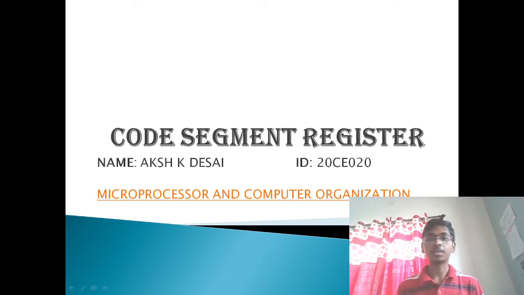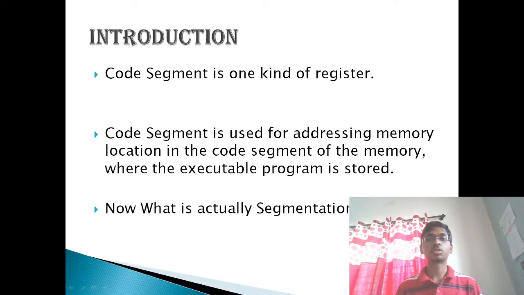The IP, whose full form is instruction pointer, contains the offset within the code segment of the memory. So this is the introduction of the code segment register. Next, as I already said, the code segment is one kind of register, and it is used for addressing memory locations in the code segment of the memory where the executable program is stored.